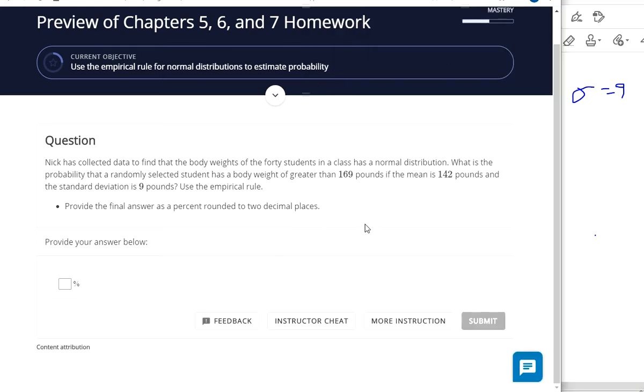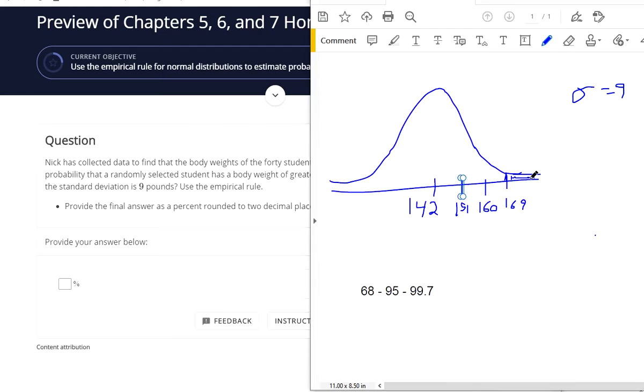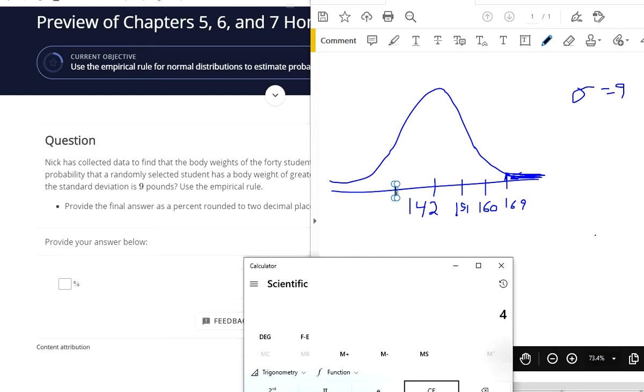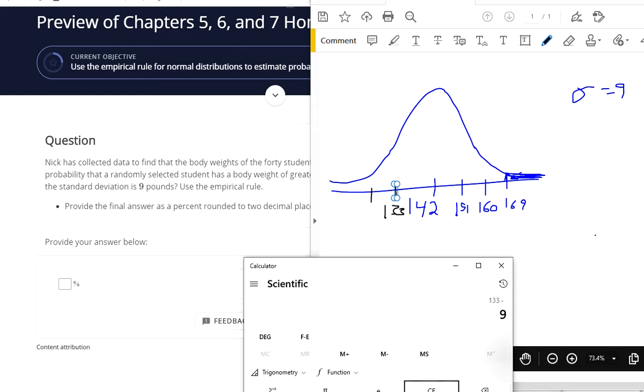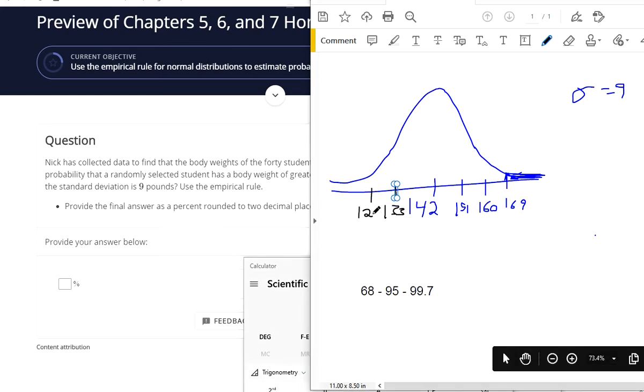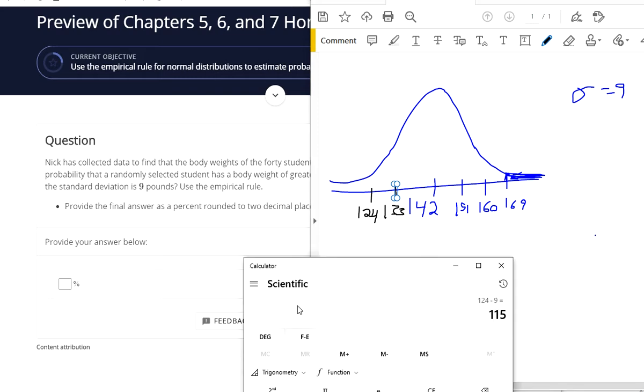Right? So the question is, I forgot, greater than 169 pounds. They want to know, what's this area? What's the probability of getting something greater than 169? Well, let's work backwards of the standard deviations too, because if you take away 1 standard deviation, 142 subtracted by 9 gives us 133. And then take away another standard deviation, that gives us 124. Then take away 1 more, we're at 115.